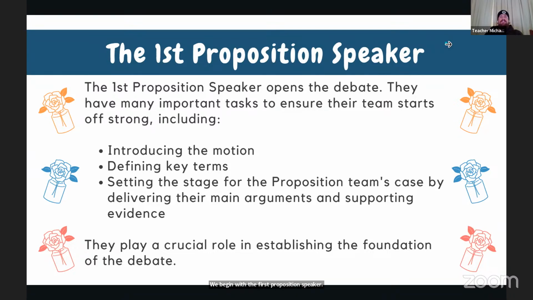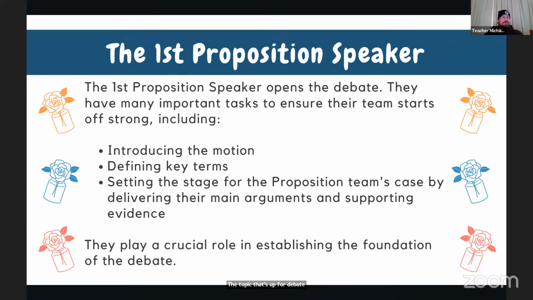The first proposition speaker opens the debate. They have many important tasks to ensure their team starts off strong, and those tasks include introducing the motion. At some point early on in their speech, they'll make a statement like, it is our stance, or our team believes that, and then they'll say whether they believe or don't believe the topic that's up for debate.